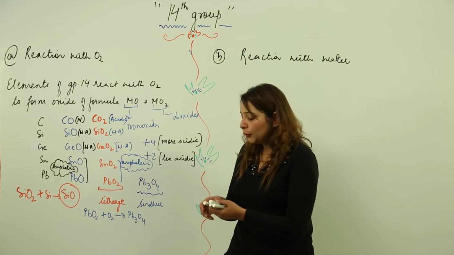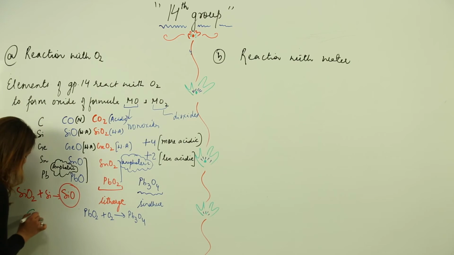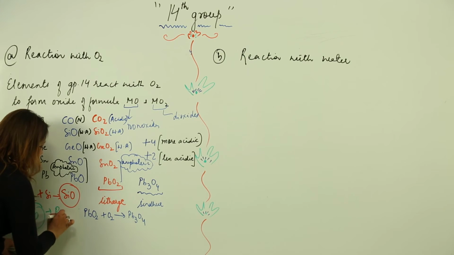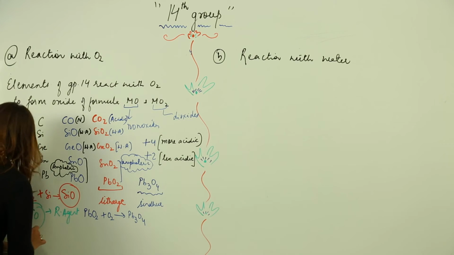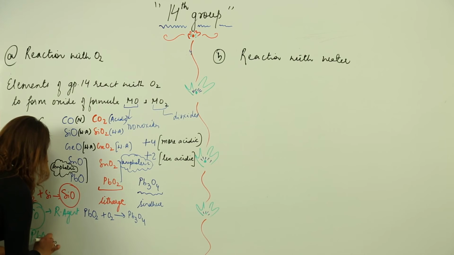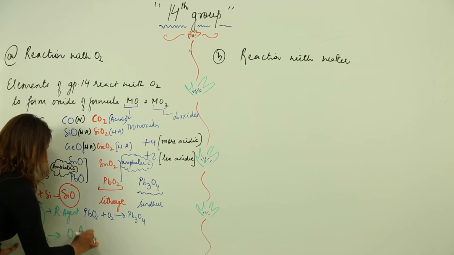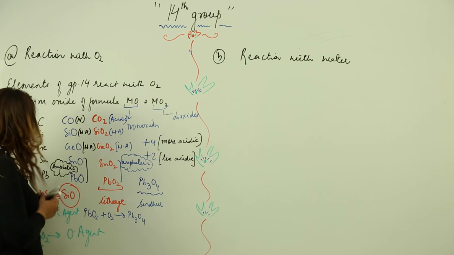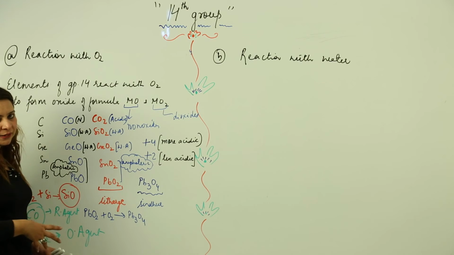Now it is very important to note that carbon monoxide is the strongest reducing agent of this group. And if we talk about PbO2, it is a powerful oxidizing agent. This you need to remember, that carbon monoxide is a powerful reducing agent and PbO2 is a powerful oxidizing agent.